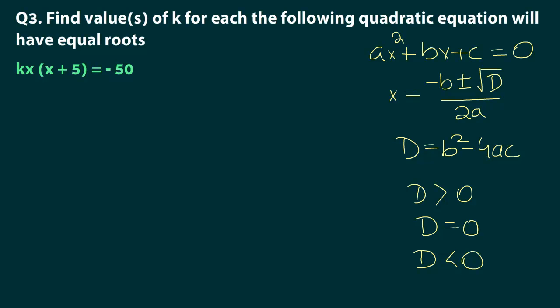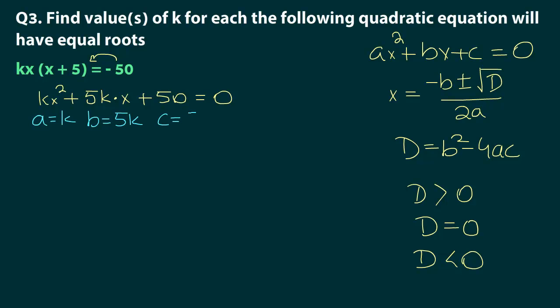So first let's expand this. kx times x will be kx squared, plus this will be 5k times x, and this minus 50 can come on the other side, so this will be plus 50 equal to 0. So from here, now if we look at the terms, this is our a. A is actually k, and b here is 5k, and c is 50.